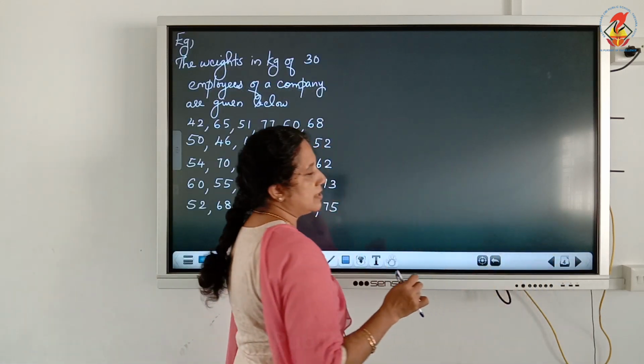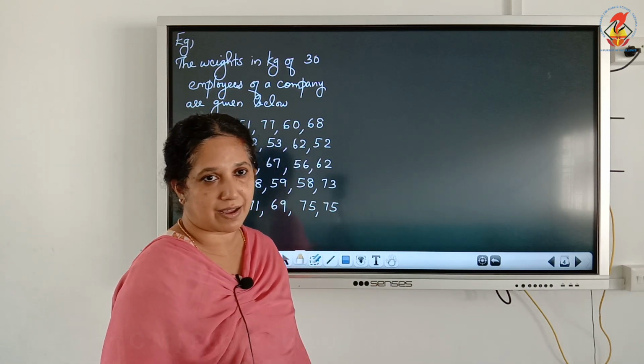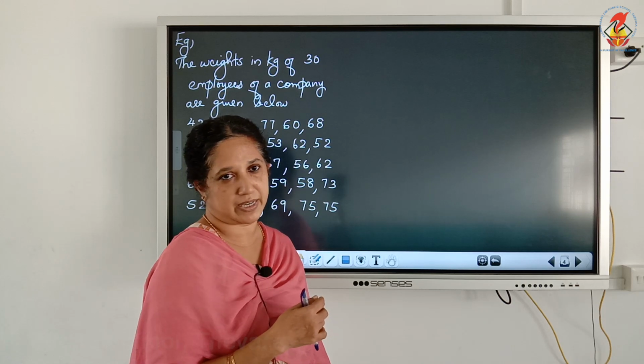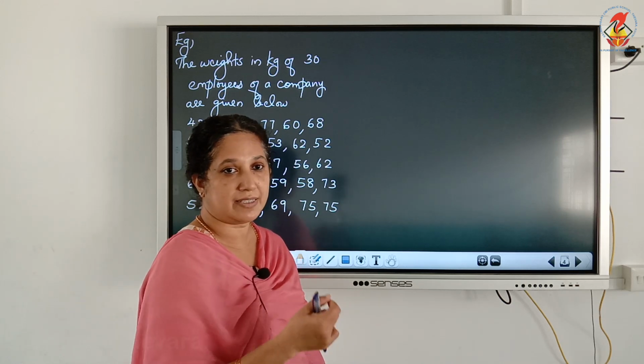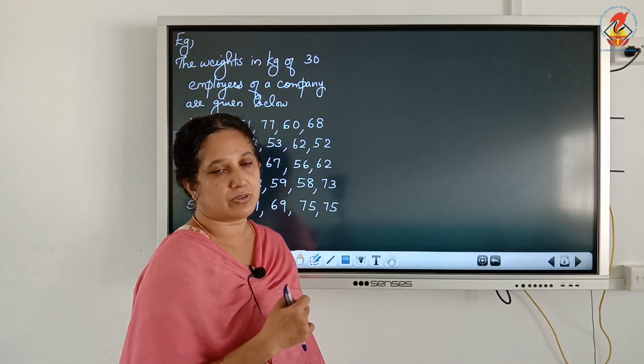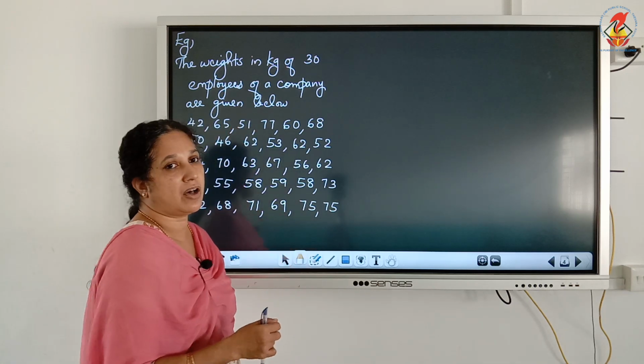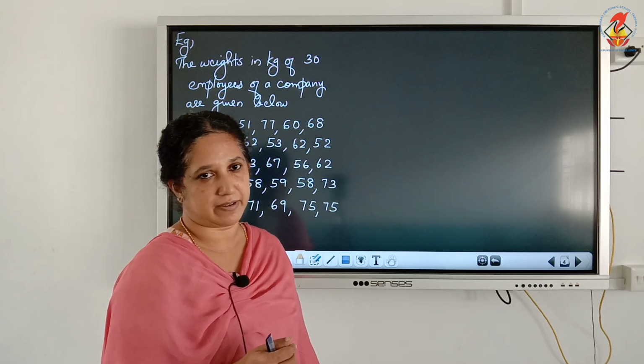Then suppose the number of observations is large, so it is very difficult to make a frequency distribution table. We have to enter each observation, so the table would be too long. Then in that case, how can we organize the data?